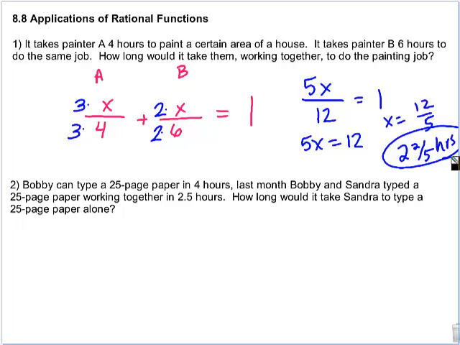Is there a button on a calculator that changes it? Yes, if you just put 12 over 5 as a fraction and then enter, it will go to a mixed number for you. How did 5x over 12 turn into 1? Sorry, it didn't. We're solving the equation, so here it was equal to 1, so here it's still equal to 1. So we solve for x. We multiplied by 12 on both sides, so we got 5x equals 12, and then we divided by 5 on both sides. So we got x is 12 fifths.